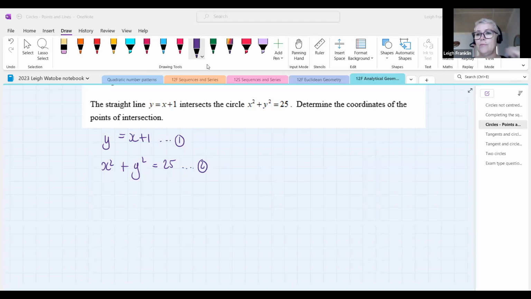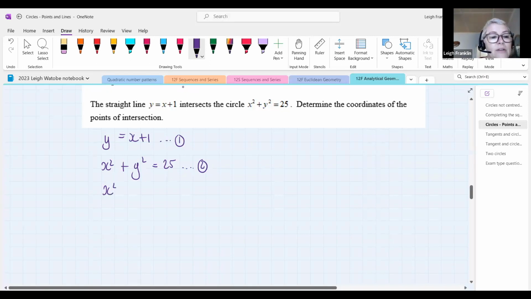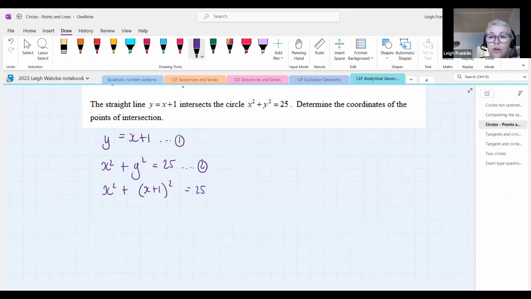I think if you want to sub equation 1 into equation 2, where we see y, we're going to put x plus 1. Lovely. Okay, so we're going to write x squared, and in place of y, as you said, we're going to put x plus 1, and we're going to square it, and we're going to make that equal to 25. And now we're going to do our solution for the x coordinates at that point.